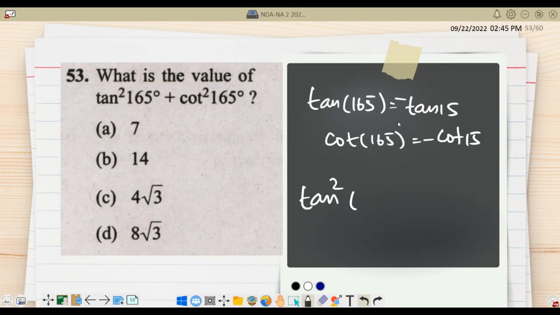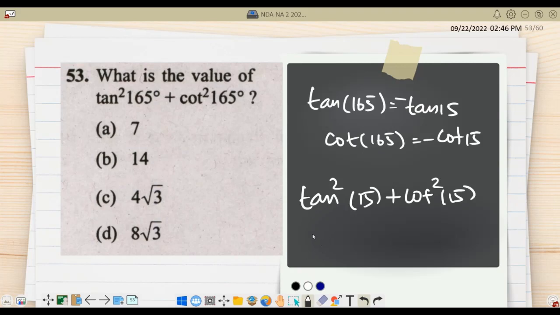It's going to be in the second quadrant, so both are negative. Right. So now tan square 15 plus cot square 15. So we know the values of tan 15 and cot 15. Okay, I'm repeatedly saying cos for cot, excuse me.